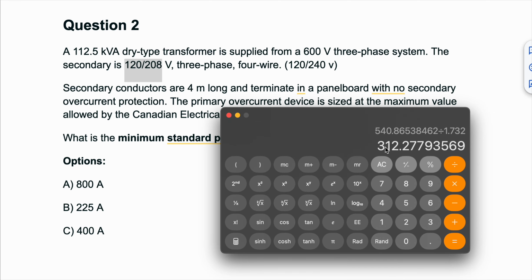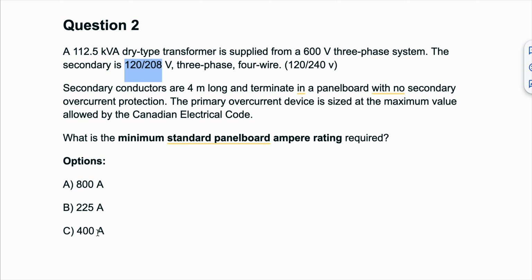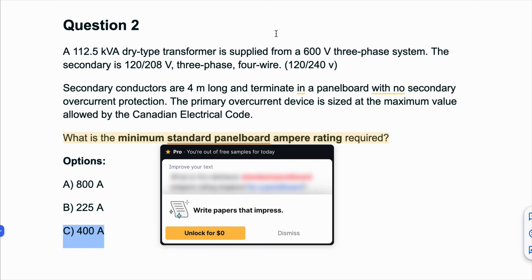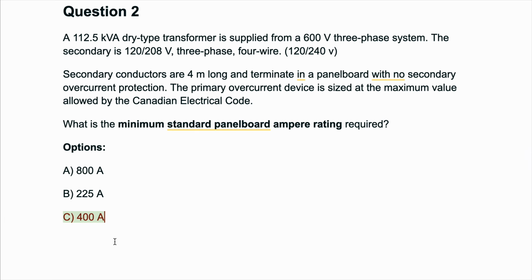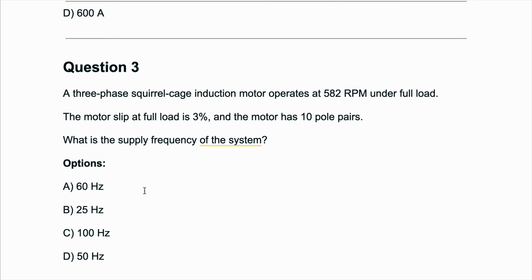And for this ampacity we can choose a 400 panel board, because the next standard panel board is 400. So this is the correct answer for this question. Let's go to question 3.